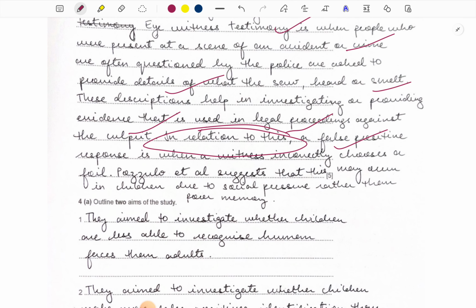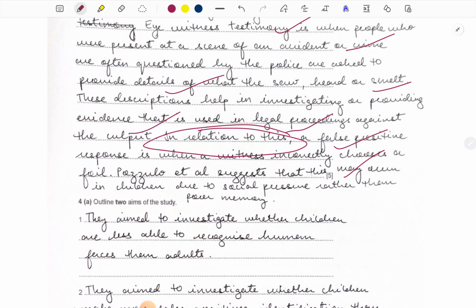So in relation to this, false positive is when the eyewitness incorrectly chooses a foil. Okay, definitely I feel that here she could have explained what a foil is. That would make the answer even better. A foil, as you know, is an alternative that has just been kept for distraction purposes. So if she could have explained that, that would have been good. But it's alright. She's given a correct definition.